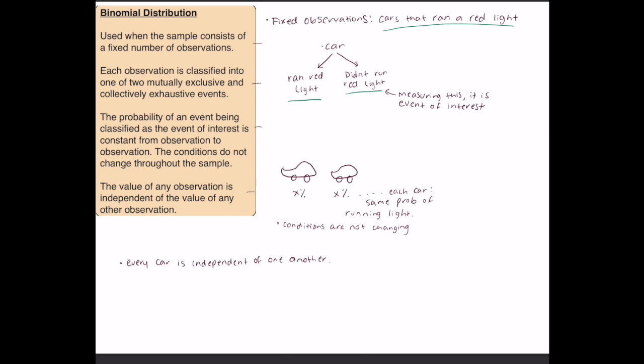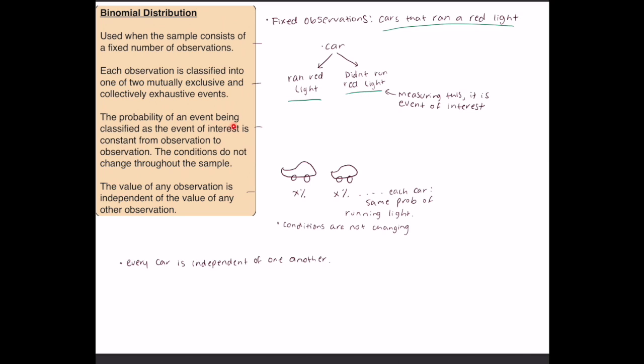Then each observation is classified into one of 2 mutually exclusive and collectively exhaustive events. So a car can either have run the red light or didn't run a red light. These are mutually exclusive and collectively exhaustive because there is no other option for the car outcome. It's either they ran the red light or they didn't.